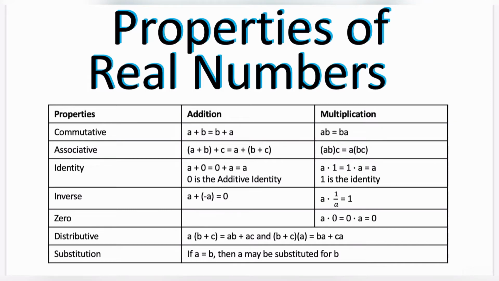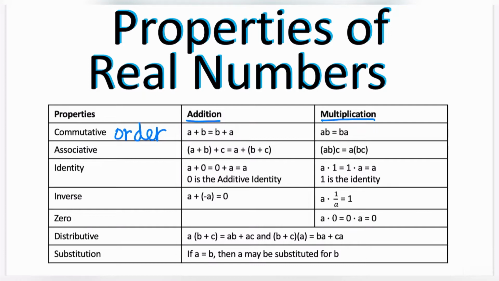Properties of real numbers. The first property we're going to go over is the commutative property. The commutative property changes the order. That's the important part. Take a look at the commutative property for addition. A plus B equals B plus A. Notice the order changes. Same thing for multiplication. A times B equals B times A. So the important part about the commutative property is that the order changes.